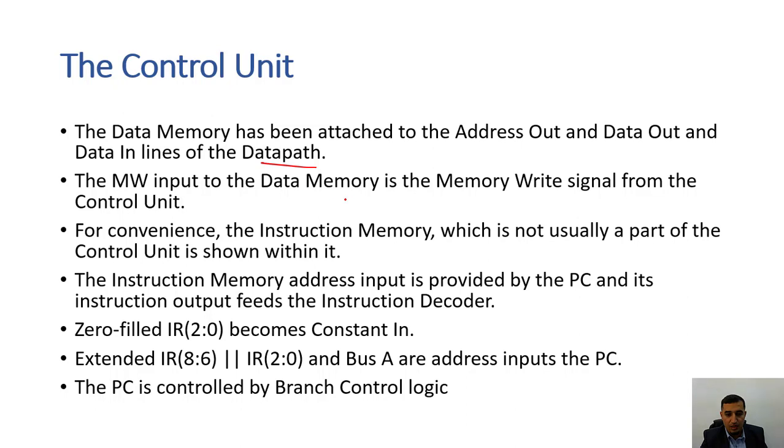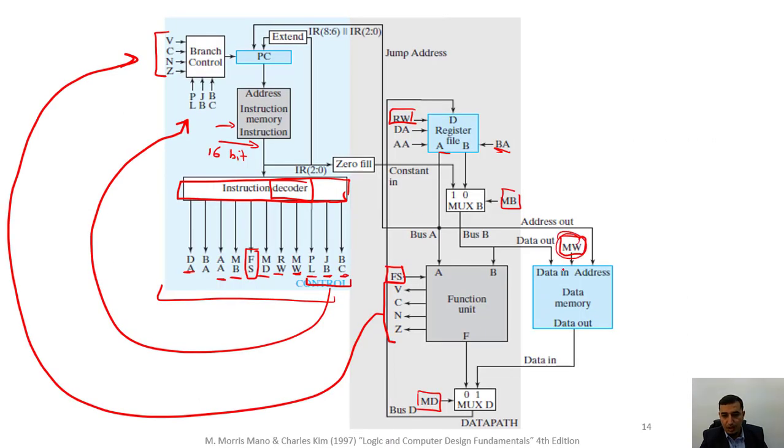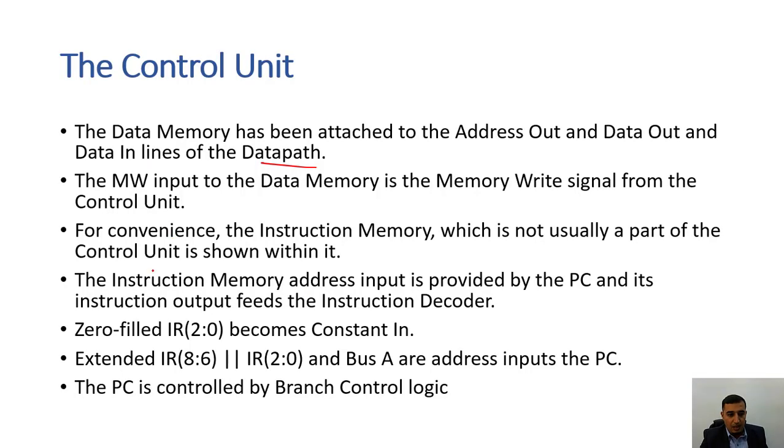MW is the input for the memory, which helps us to write to the memory. It's also to show the signal over here. The zero fill, we talked about it, and we talked about the extend. This is the symbol of extend, the instruction register bits 6 to 8 and 0 to 2.